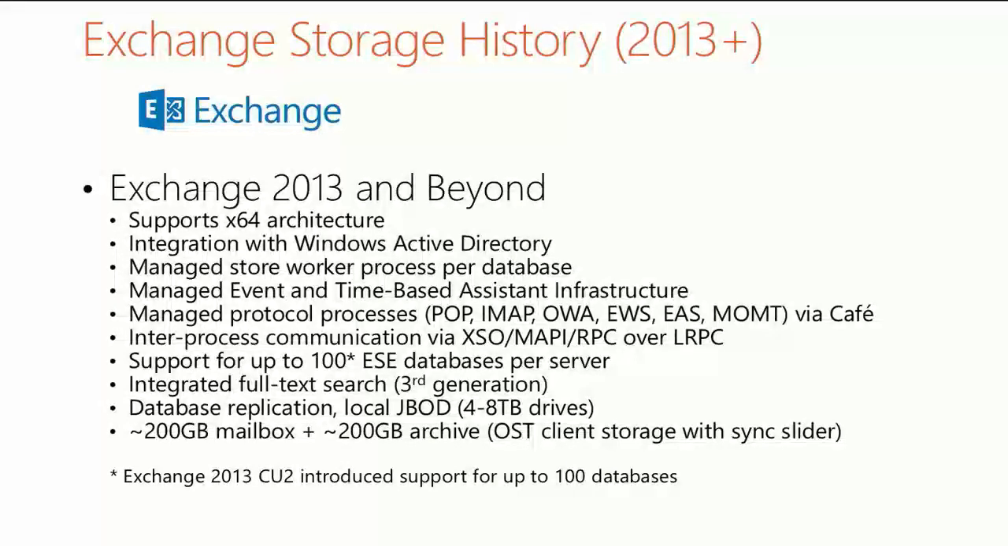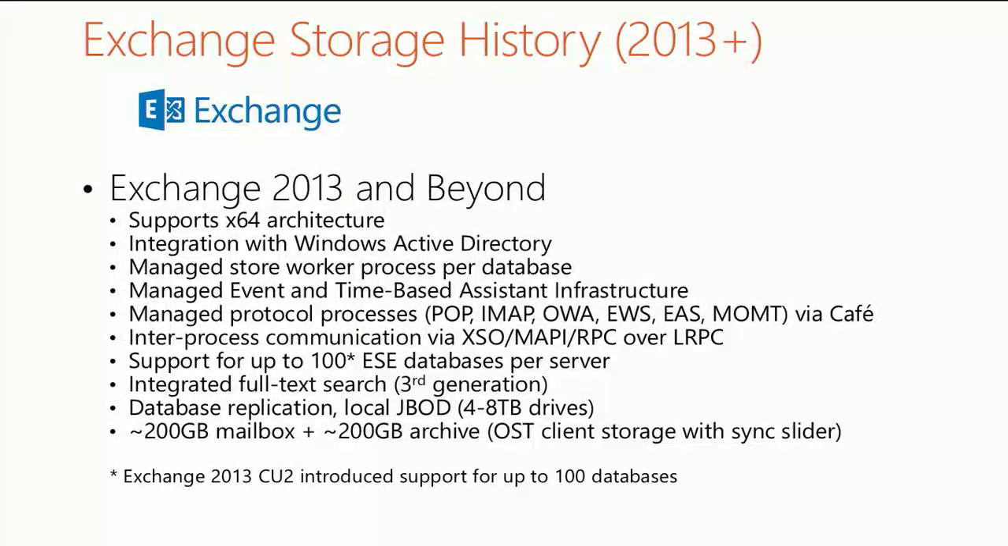We don't want cross-process communication between servers using non-standard protocols. When it's cross-server, it's HTTP. When it's on the server, it's RPC, and it's primarily local RPC. It's not bundling on top of TCP anymore. We just have support for 100 databases, as we did in 2010 with a release of SP2. And we've got a third-generation integrated full-text search.